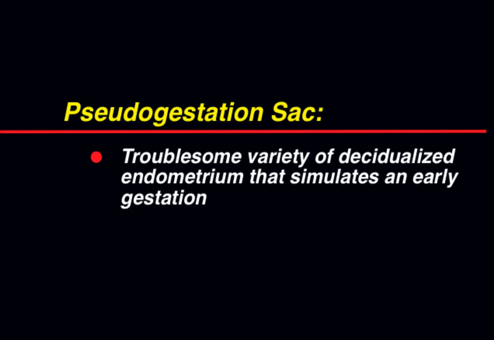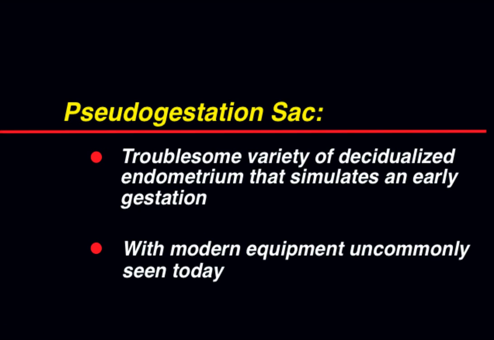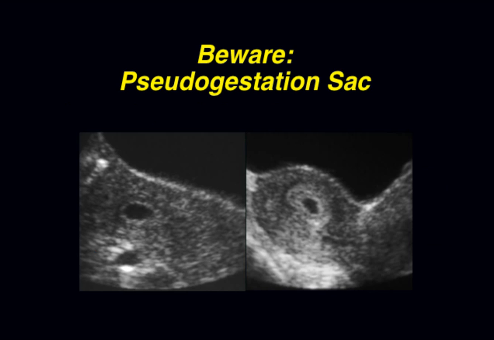The appropriate term for our nemesis is the pseudogestation sac of ectopic pregnancy, not decidual cast. This is a troublesome variety of decidualized endometrium that simulates an early gestation. With modern equipment, it is uncommonly seen today. Previously, you can appreciate that these were more problematic.